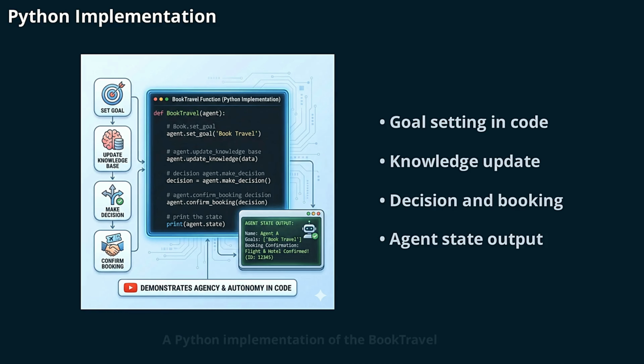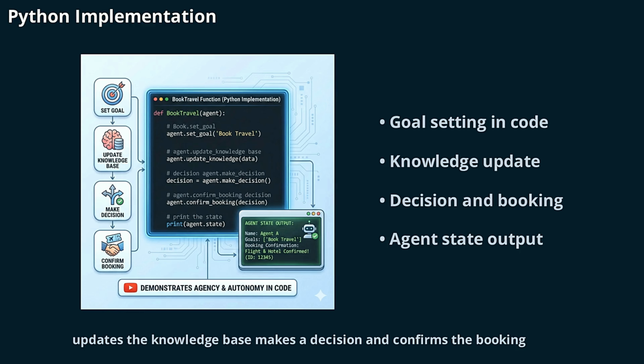A Python implementation of the book travel function brings the algorithm to life. The function sets the goal, updates the knowledge base, makes a decision, and confirms the booking. The output shows the agent's state, including its name, goals, and booking confirmation. This practical example demonstrates how agency and autonomy are implemented in code, providing a foundation for more advanced intelligent agents.